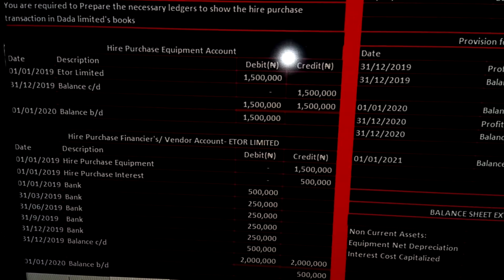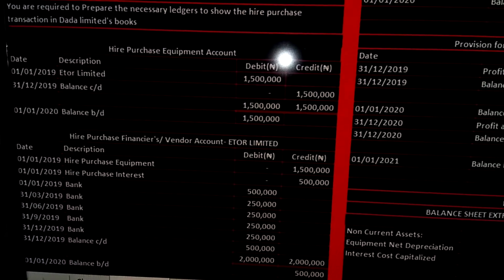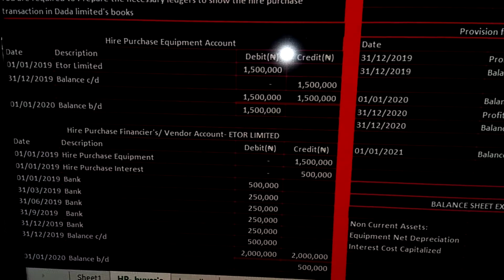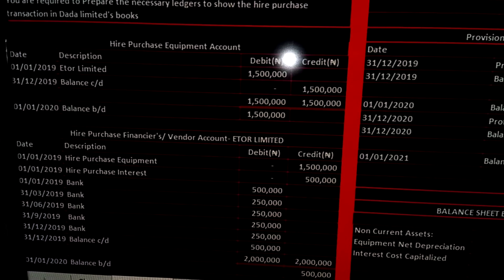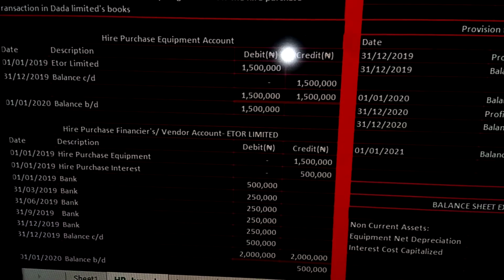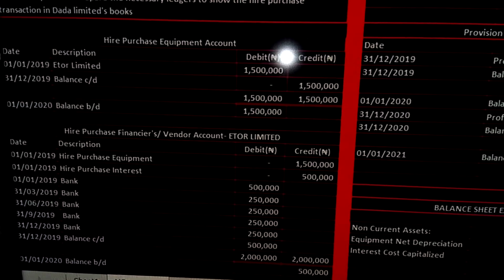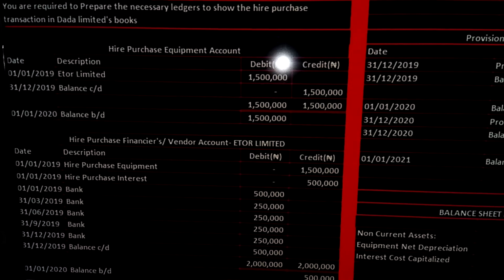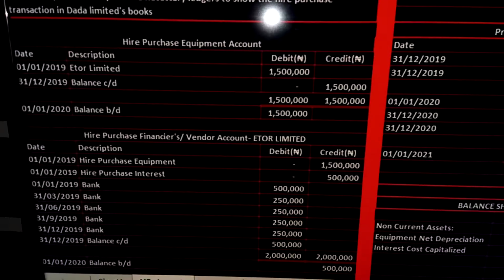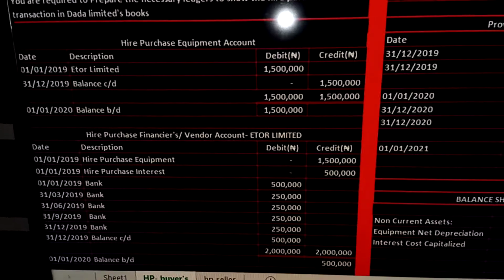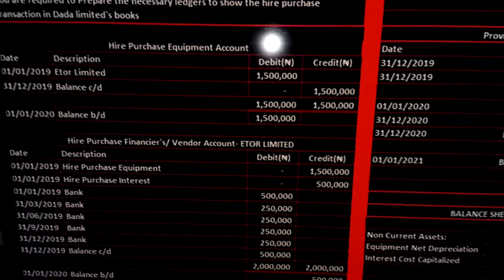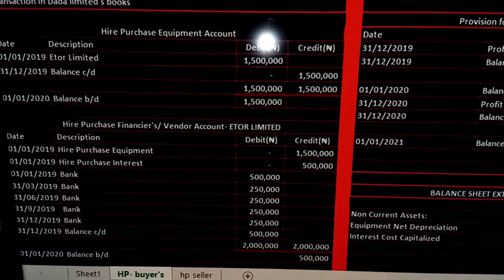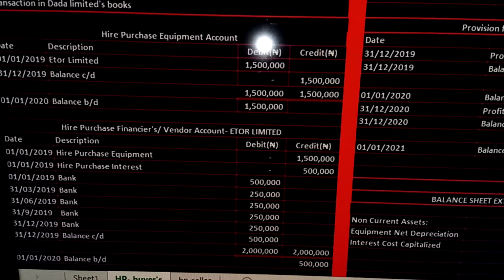Okay. So basically, if you divide 1.5 by 3, you get 6 times. Okay. So basically, we're saying that in every quarter, you pay how much? 250,000 naira. So 6 times you pay 250,000 naira. So as I was saying, if you divide 1.5 million by 250,000, which is per quarter, you have 6 installments.